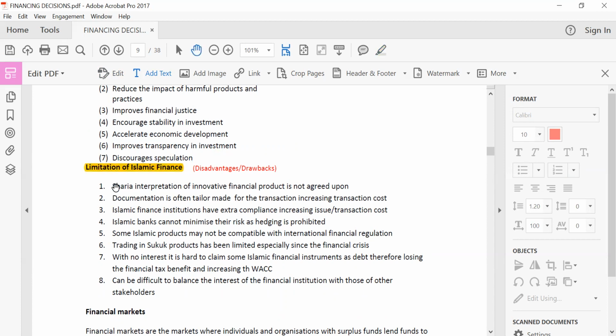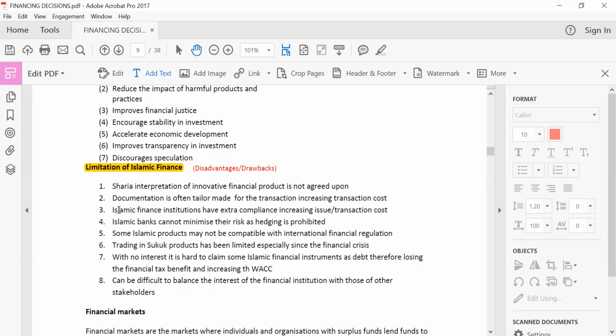Sharia interpretation. You look at the first item: Sharia interpretation of innovative financial product is not agreed upon. We don't look at innovation. It's a problem. Documentation is often tailor-made for the transaction, increasing transaction costs. We actually tune it to a particular transaction, it's tailor-made. Islamic finance institutions have extra compliance, increasing issue or transaction cost.